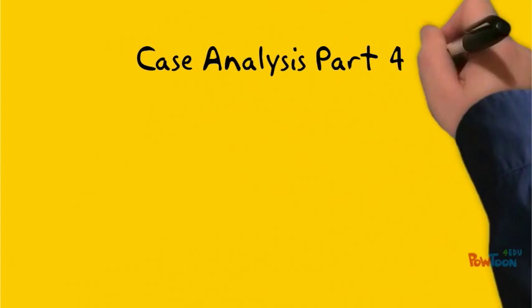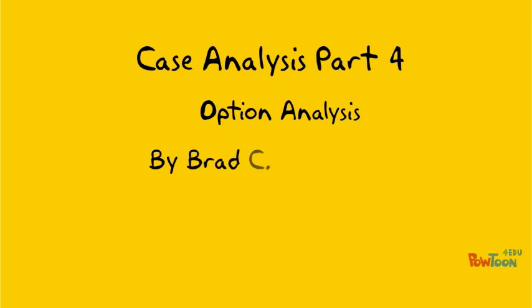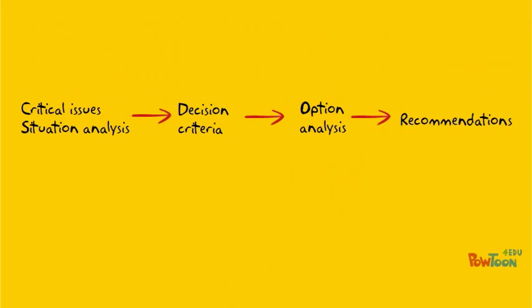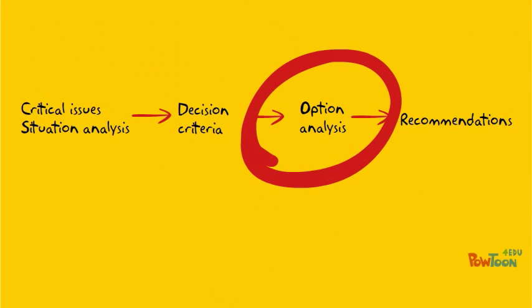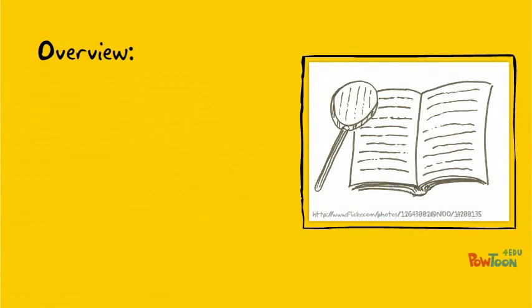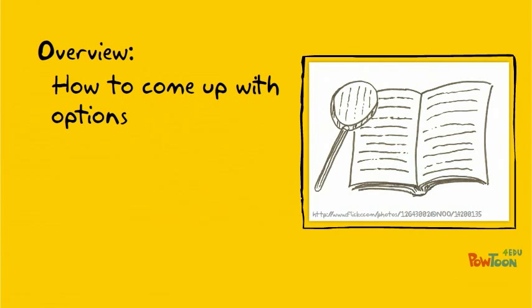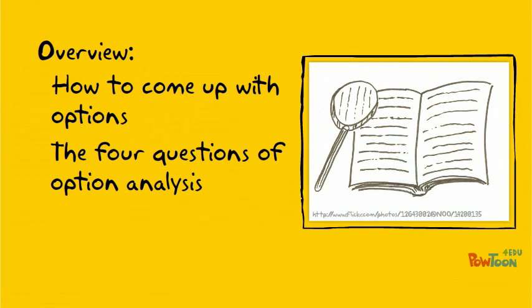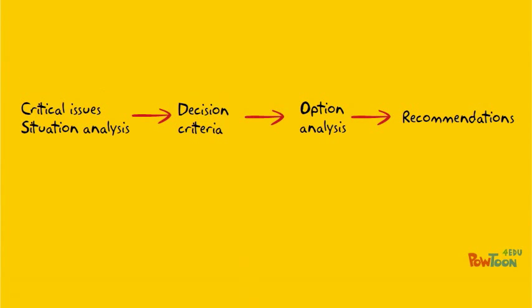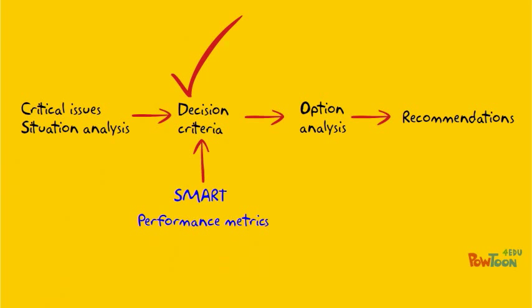Case Analysis Part 4. Option Analysis. Step 1. This video will discuss the third link in the chain of your case analysis, option analysis. Here we'll cover how to come up with options, and then we'll spend some time covering the 4 questions your option analysis must answer. So far, you've performed a situation analysis to determine what your critical issues are.